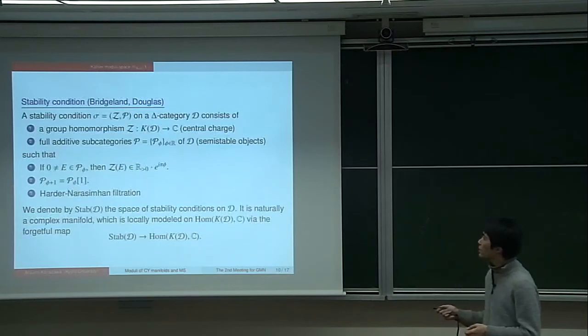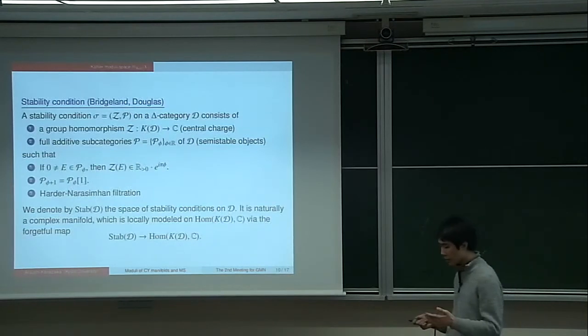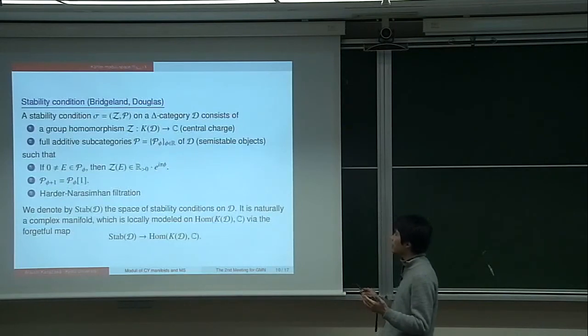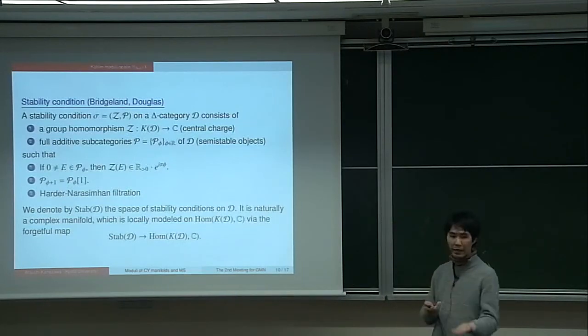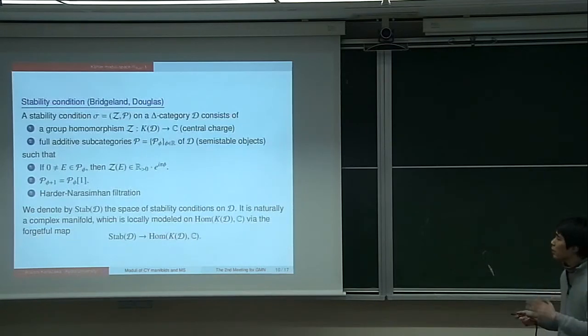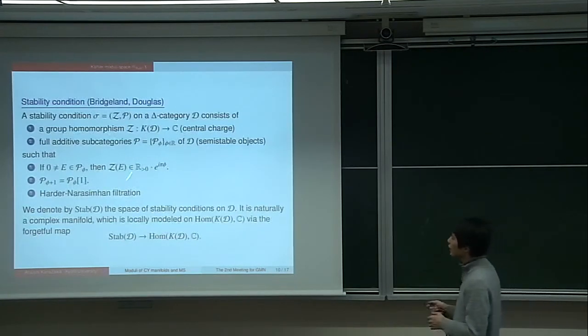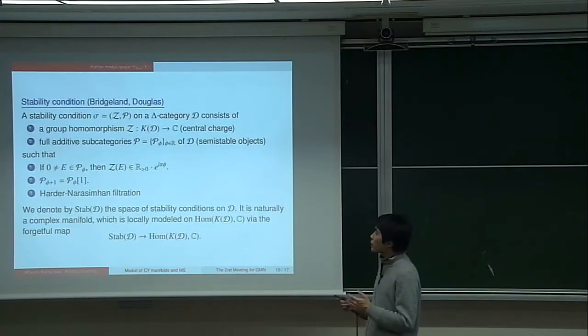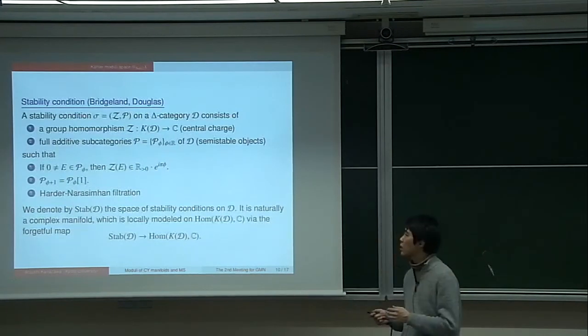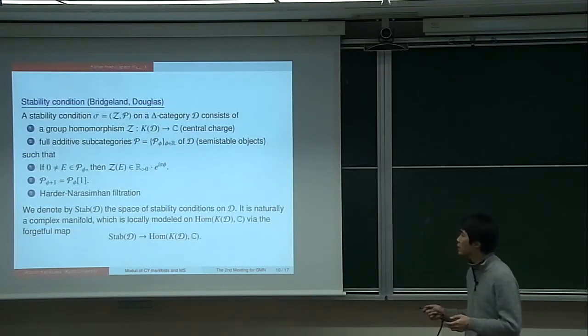The last one is the Harder-Narasimhan filtration. That basically says that any object in a triangulated category is an iterated extension of these semi-stable objects, with some compatibility condition. That's not that important. And we consider the set of such stability conditions on a fixed triangulated category, and we denote it Stab D.